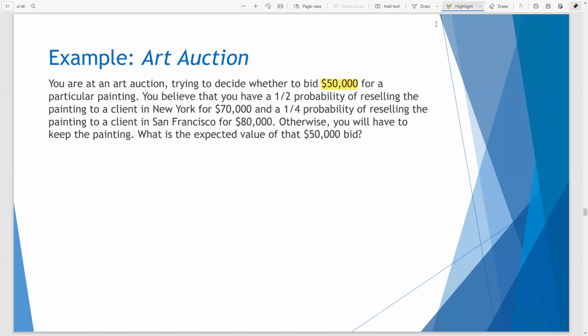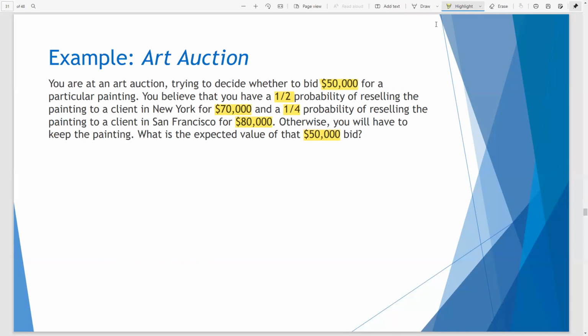You believe that you have a half probability to resell it to a client in New York for $70,000, and a 1/4 probability to resell the painting to a client in San Francisco for $80,000. Otherwise, you would have to keep the painting. What is the expected value of that $50,000 bid?